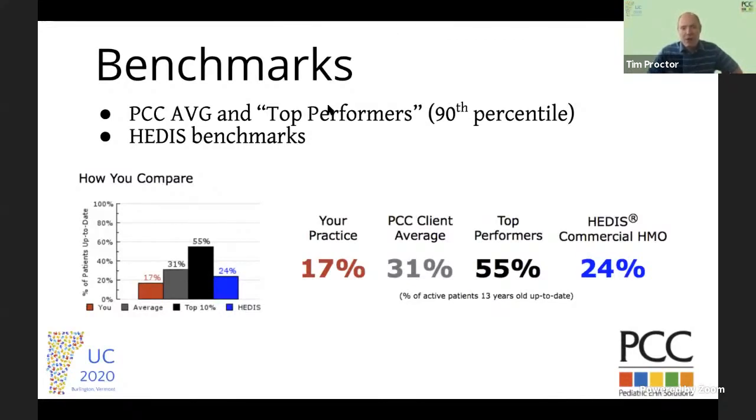The benchmarks that we show are PCC averages. So for various measures, we'll show the client average. In some cases, it's the median. And we also show top performers. So we like to highlight the measure result for the top 10% of PCC clients, that 90th percentile. We represent that as the top performers. And for some measures, we also have HEDIS benchmarks. If you're familiar with HEDIS benchmarks, these are national benchmarks shared by various payers nationally, and those are represented in the dashboard for some measures, including immunization rates and well visit rates and so forth.